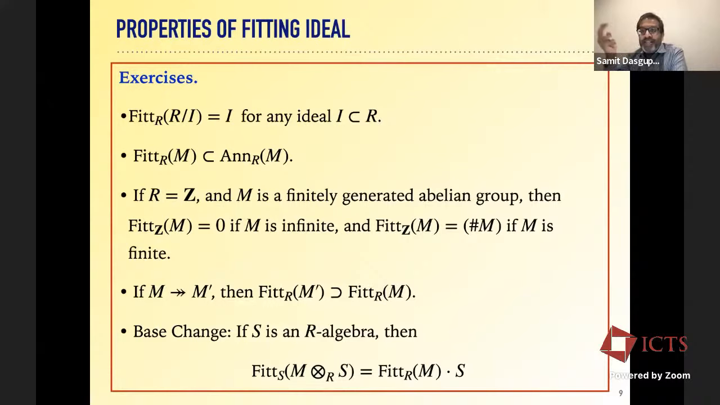If you're dealing with Z, a finitely generated Z-module is just a finitely generated abelian group. In that case, the fitting ideal is 0 if M is infinite, and it's the ideal generated by the size if M is finite. So that's a nice exercise to prove. So you can see in general the difference between the fitting ideal and the annihilator.